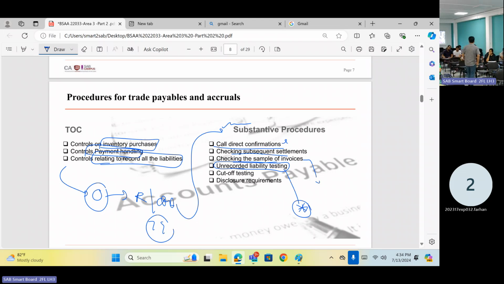Examiner. In other words, I can ask as audit manager how you are going to plan your unrecorded liability testing. In other words, as audit manager, your junior may ask to perform unrecorded liability testing. How are you going to advise people? Really important.